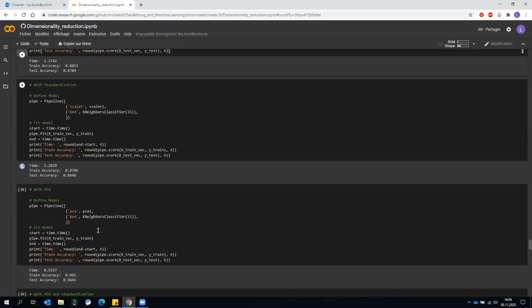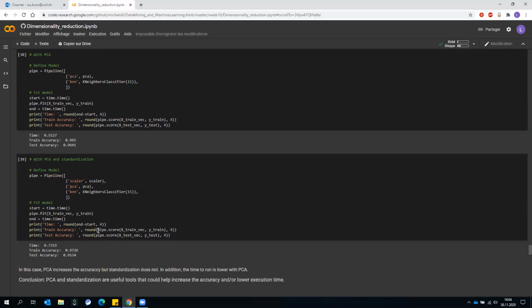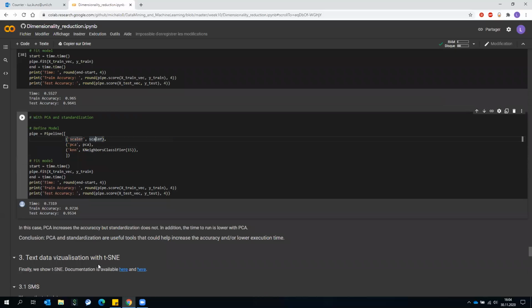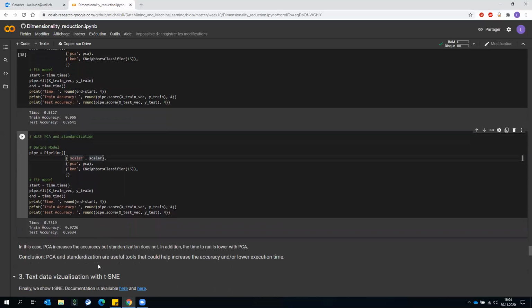And then last, we have the same with both PCA and standardization, and we can see that the time is, of course, a bit higher than this, because we have this additional step, but the accuracy is not higher. It's higher on the training set, but not on the testing data. So in this case, we can see that PCA increases the accuracy, but standardization does not.